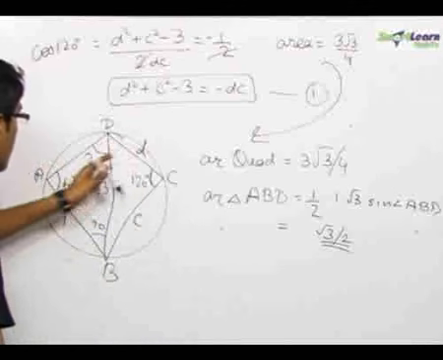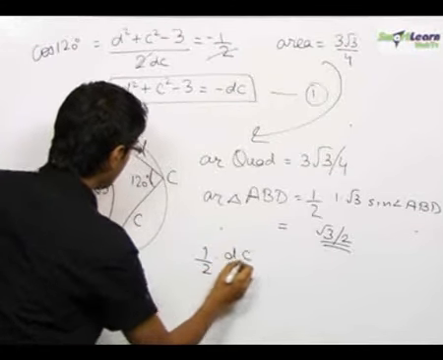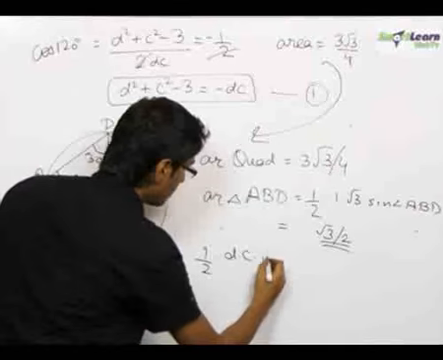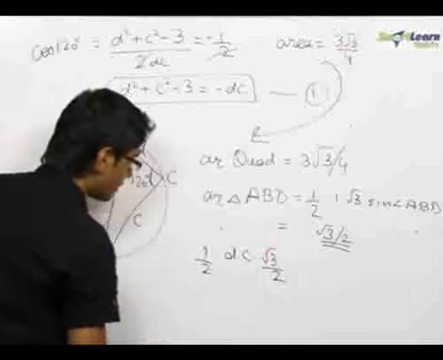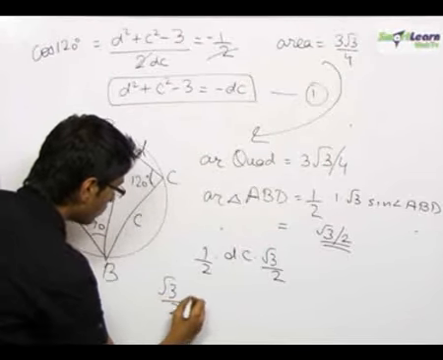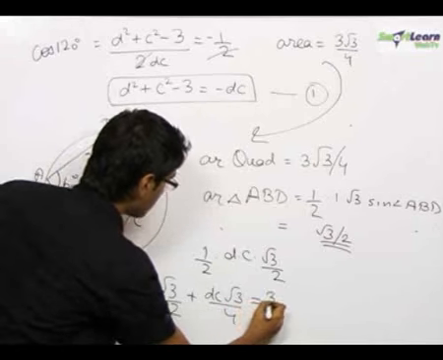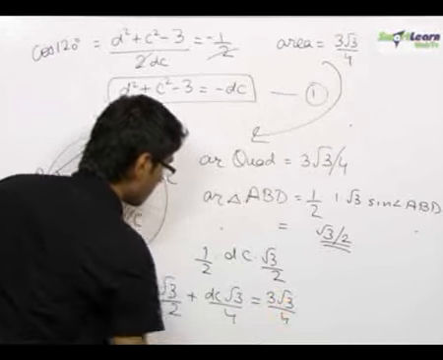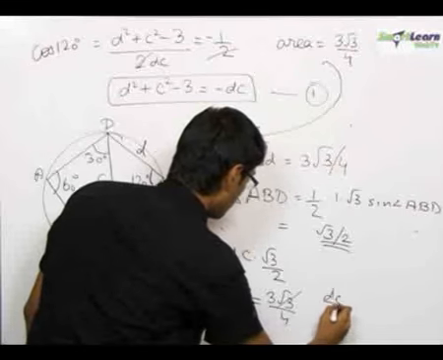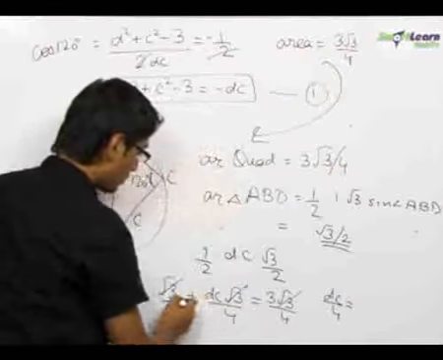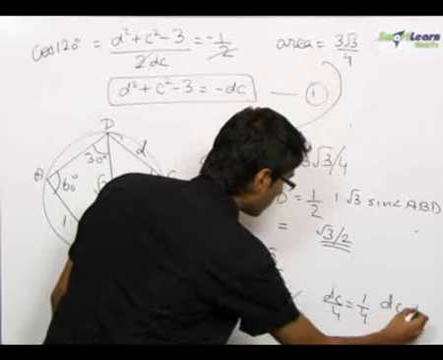Also we know that area of triangle BDC equals half d into c into sine of 120 degrees, which is again root 3 by 2. So adding both these areas, we get root 3 by 2 plus DC root 3 by 4 equals 3 root 3 by 4. So DC by 4 equals 3 by 4 minus half, which is equal to 1 by 4. So we get DC equals 1.